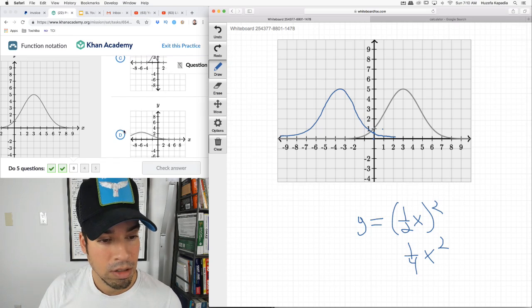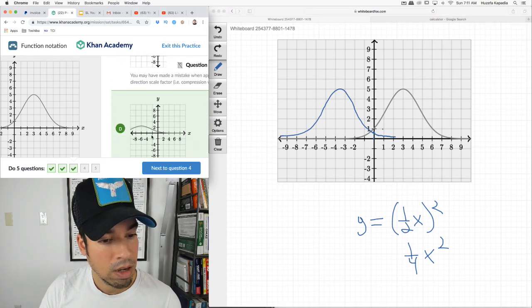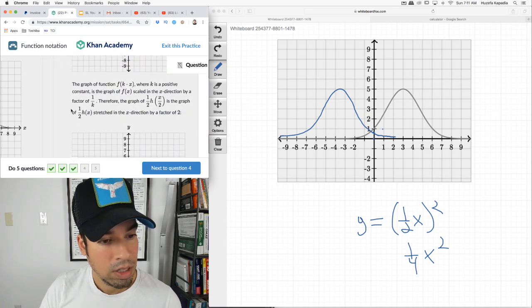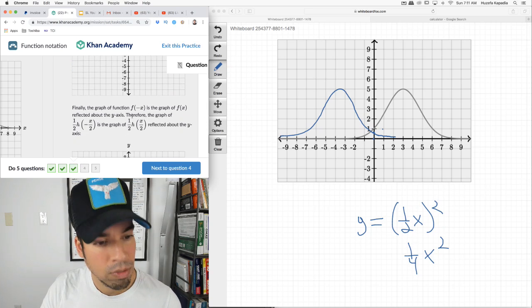So I think D is the play. Let's see if I'm right here. Yeah, cool. That's it. And see, here's the stretch in the x direction, or we say a horizontal stretch versus a vertical stretch. And then they'll talk about that h over 2. That's the reflection over the x.